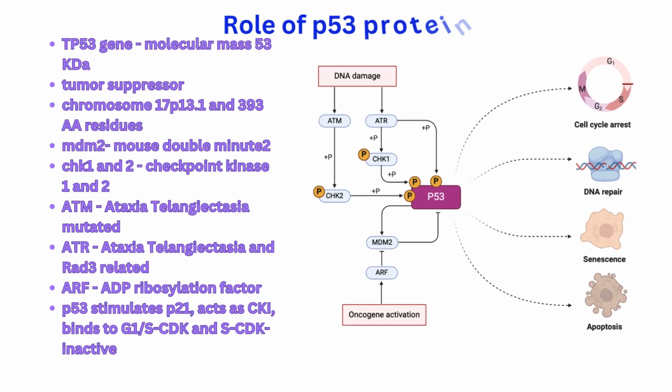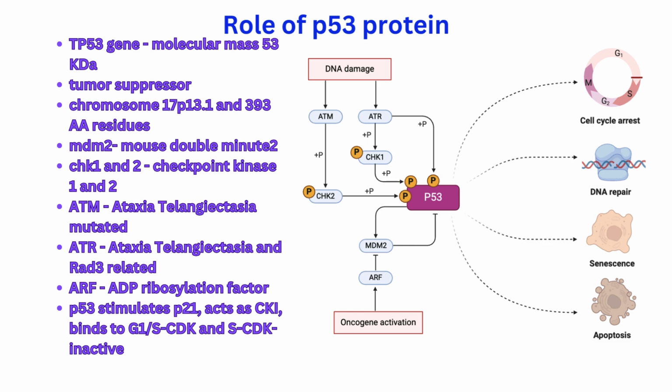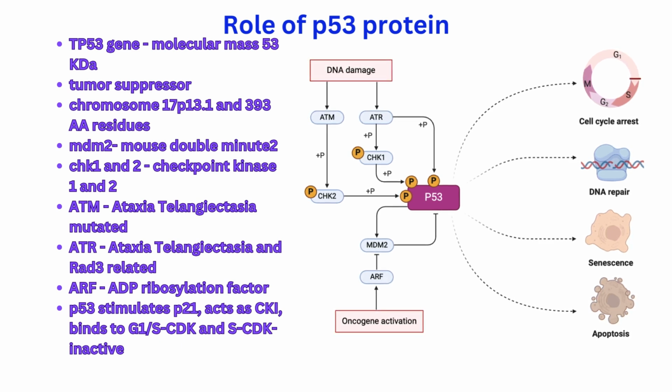Role of P53 protein encoded by TP53 gene. Its molecular mass is 53 kDa. It is tumor suppressor protein located in chromosome 17p13.1 and it has 393 amino acid residues. In normal cell, it is inactivated by MDM2, mouse double-minute 2, until DNA damage or other stresses. Various pathways lead to dissociation of MDM2 and P53.